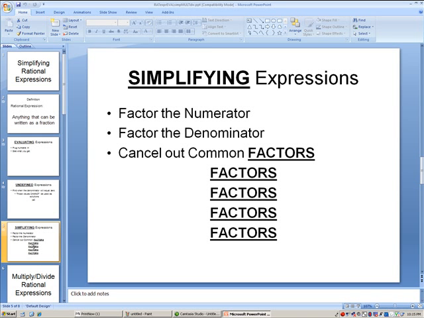Now, the actual simplification of rational expressions is really easy. You factor the numerator, you factor the denominator, and you cancel out common factors. And I say factors because a lot of times, in fact, more often than not, the error made here is when people factor things that are not factors. They have to be factors, and we need to remember that factors are things that are being multiplied together. So if it's not being multiplied, if it's being added or subtracted, then that's not a factor.